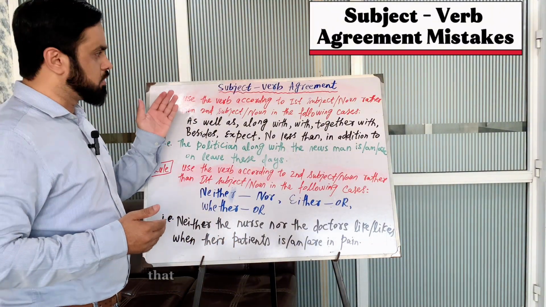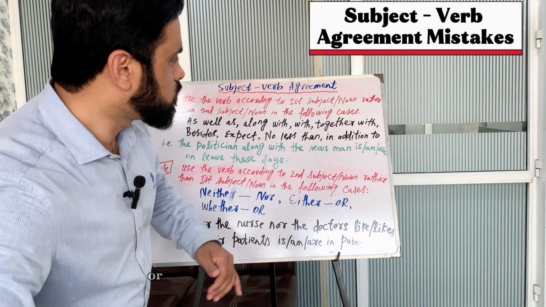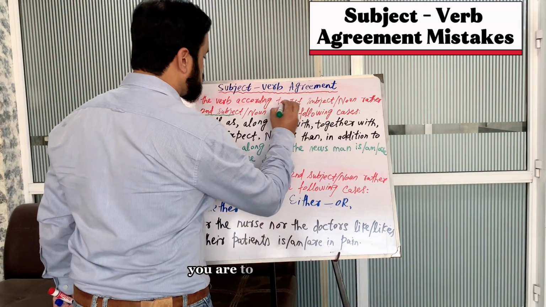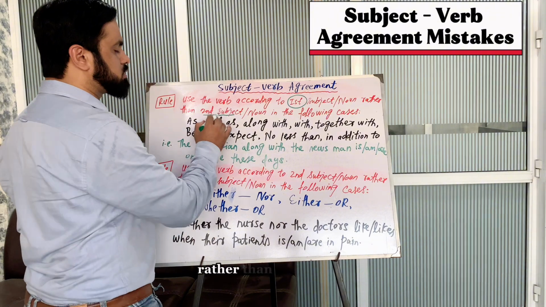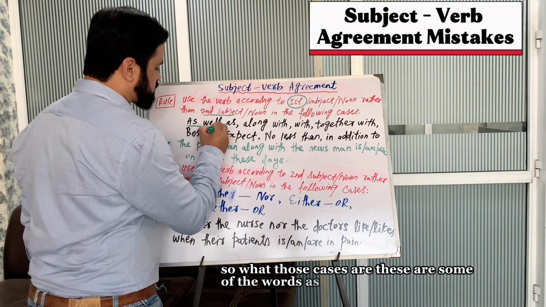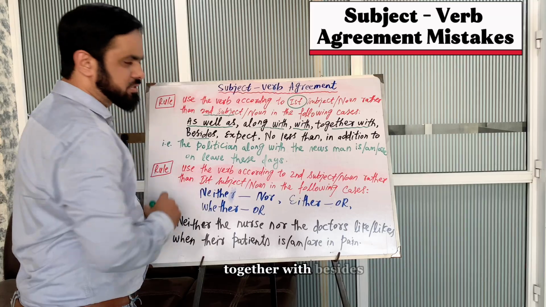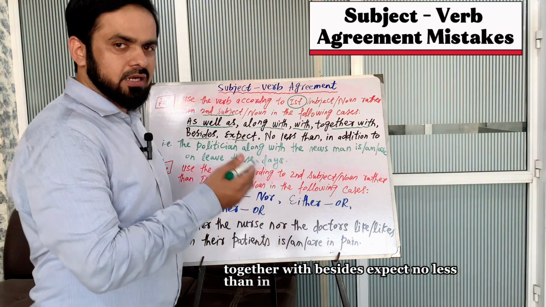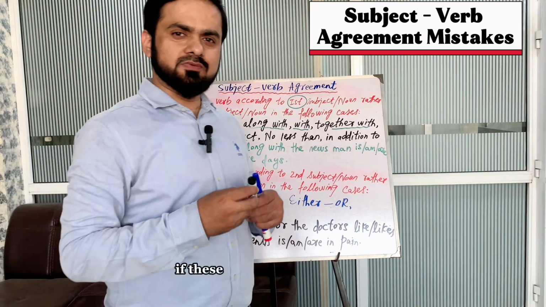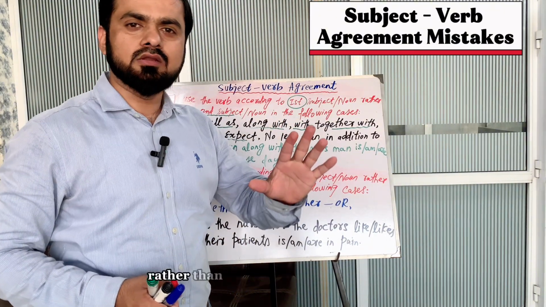My first rule of subject-verb agreement is to use the verb according to the first subject or first noun rather than the second subject. So what you are to do is use the verb according to the first subject rather than the second subject in the following cases. These are some of the words: as well as, along with, together with, besides, except, no less than, in addition to. If these words, which I wrote in the black marker, join two subjects together, you are to use the verb according to the first subject rather than the second subject.